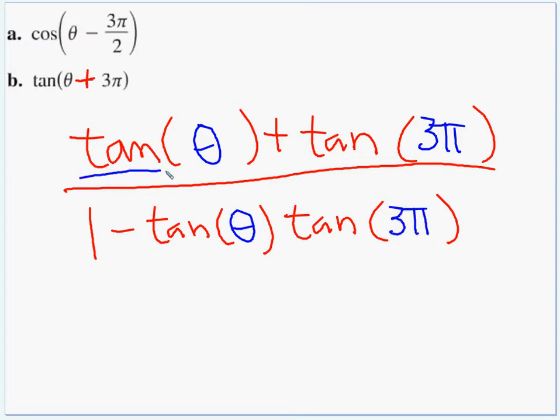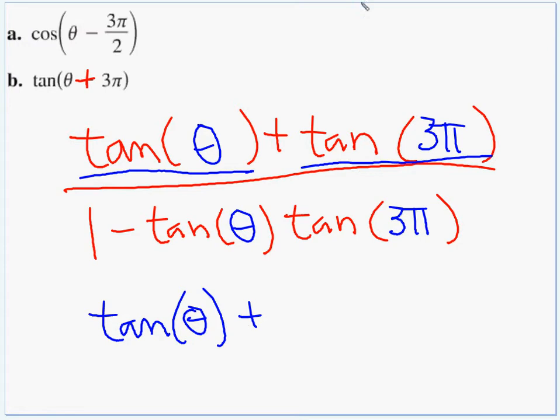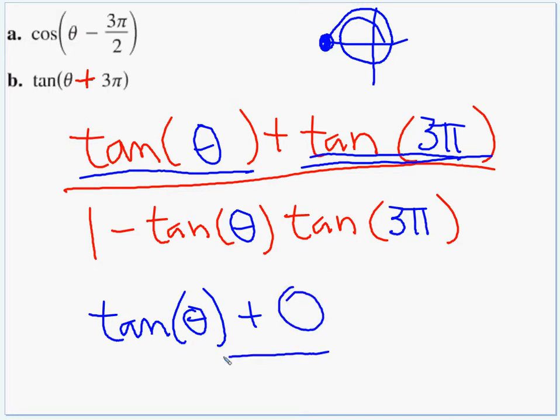Let's see up top, this tan of theta is just tan theta. We don't know what that is yet. Plus the tangent at 3 pi. Well, let's see, 3 pi. Here's 1 pi, 2 pi, 3 pi is over here, and the tangent value on the x-axis are 0. So that tan of 3 pi becomes 0.